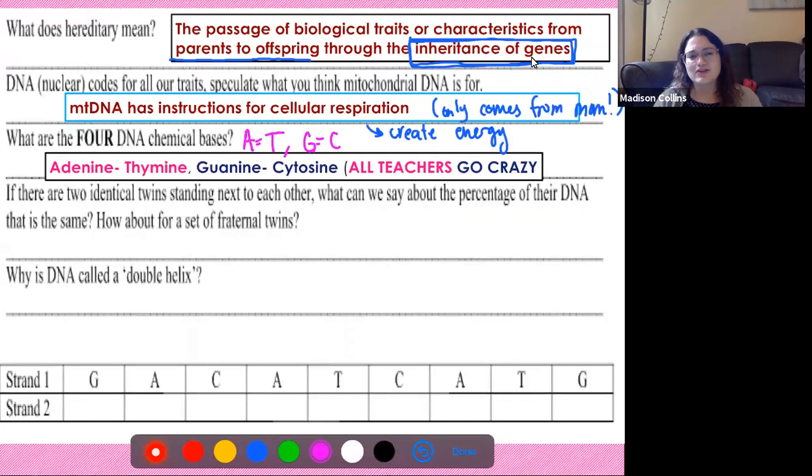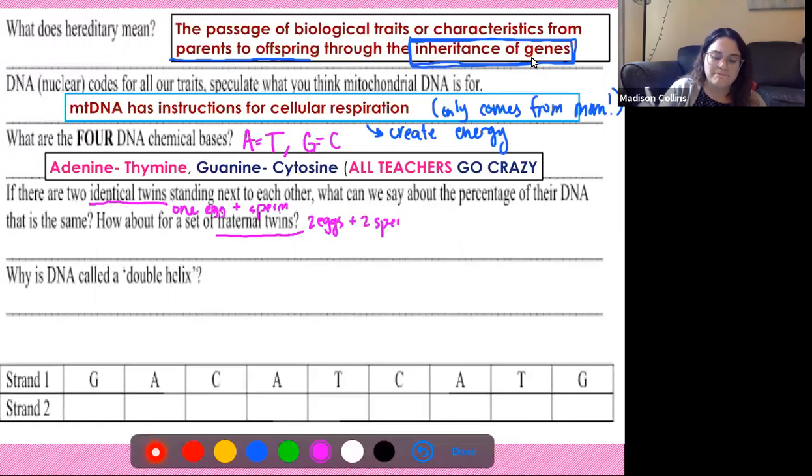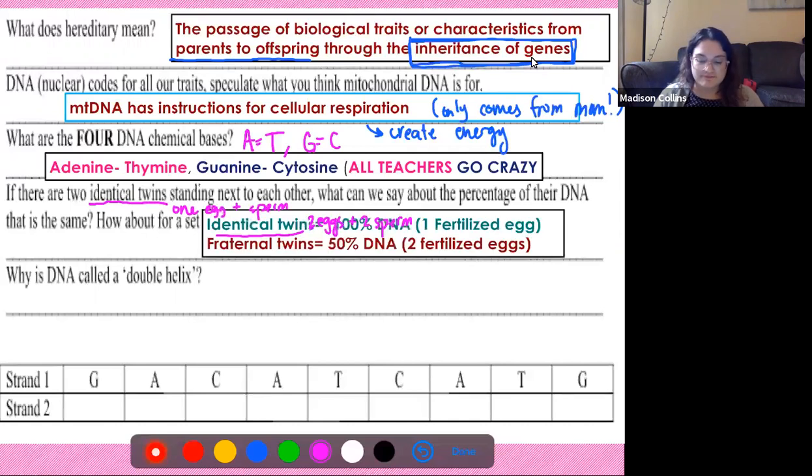All right, number 4, if there are 2 identical twins standing next to each other, what can we say about the percentage of their DNA that is the same? And how about for a set of fraternal twins? So this is a tricky one, but I will tell you that for identical twins, 1 egg is fertilized, but eventually splits into 2. But with fraternal twins, 2 different sperm fertilize 2 different eggs. So what do you guys think? Identical is just 1 egg, 1 sperm. And fraternal is 2 eggs and 2 sperm.